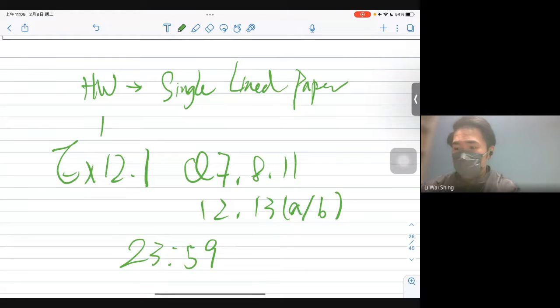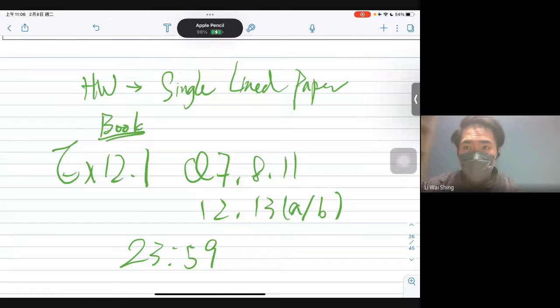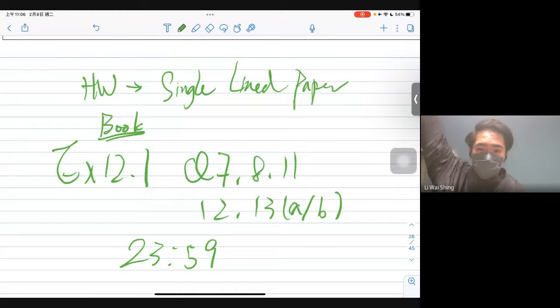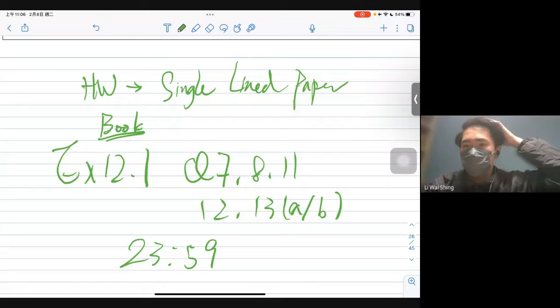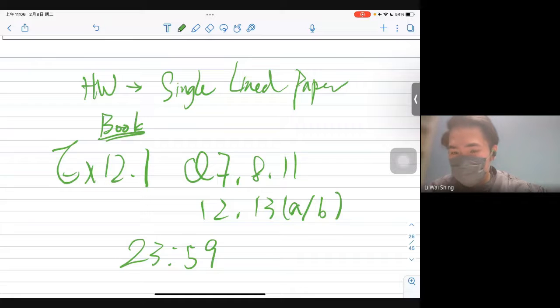Yes, book. Anyone forgot to bring your book home? 有冇人冇帶書返屋企？All of you have your book at home? Okay. 寫手冊. Do it on yellow book. This time no, because I don't need you to draw the figure yet. 因為如果你喺屋企畫圖嘅話，我相信有啲同學冇帶本格仔簿翻屋企嘅。Single line paper is enough.